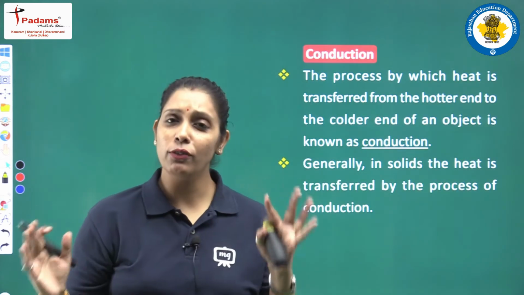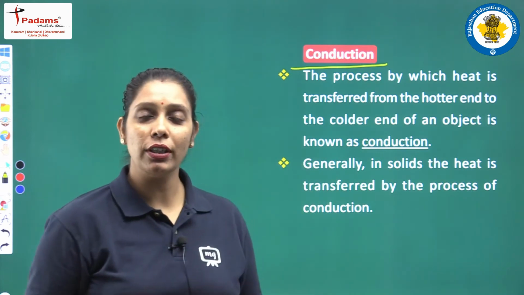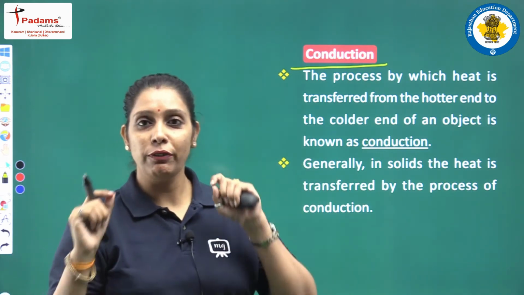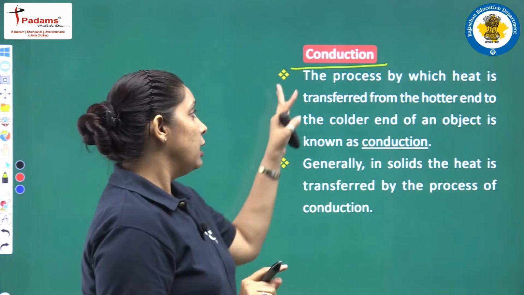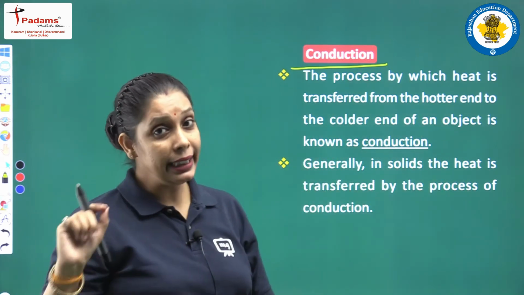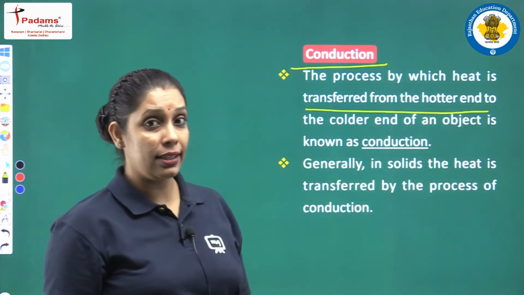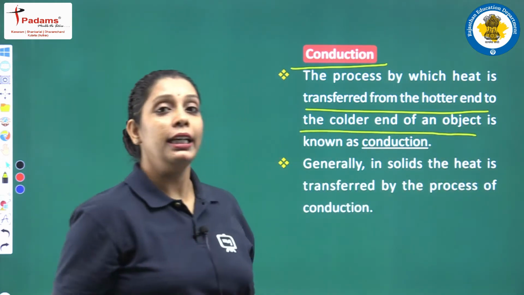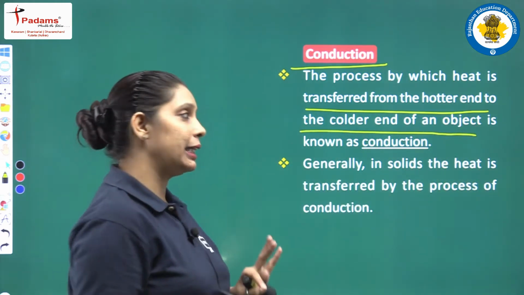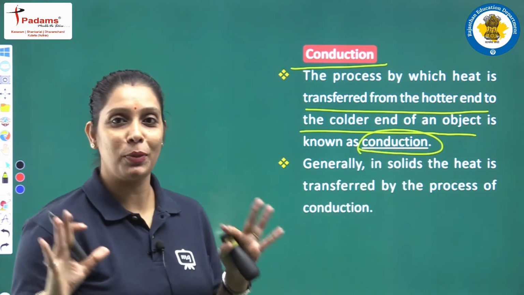Okay, first one is conduction. Beta, what is conduction? ठीक है, first we will read it and later I will explain it to you. The process by which heat is transferred from the hotter end to the colder end of an object is known as conduction. आई होप कि कुछ समझ में आया होगा.